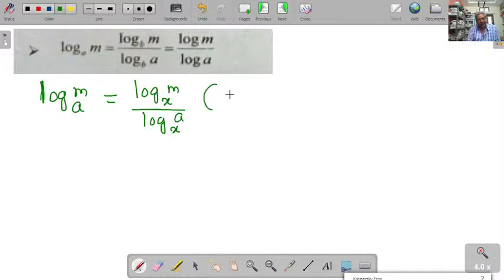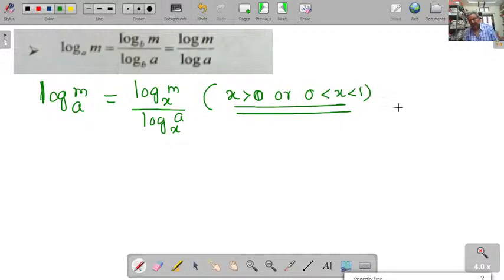Valid base means x may be greater than 1, or x lies between 0 and 1, that is, 0 less than x less than 1. So this is called a valid base. And also x does not equal 1. You must remember, x should not be equal to 1. So x should be positive, or it lies between 0 and 1 also.